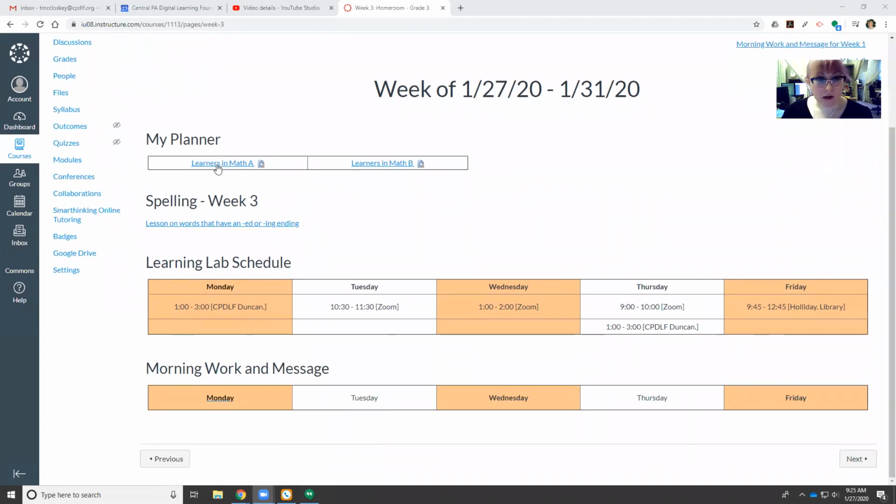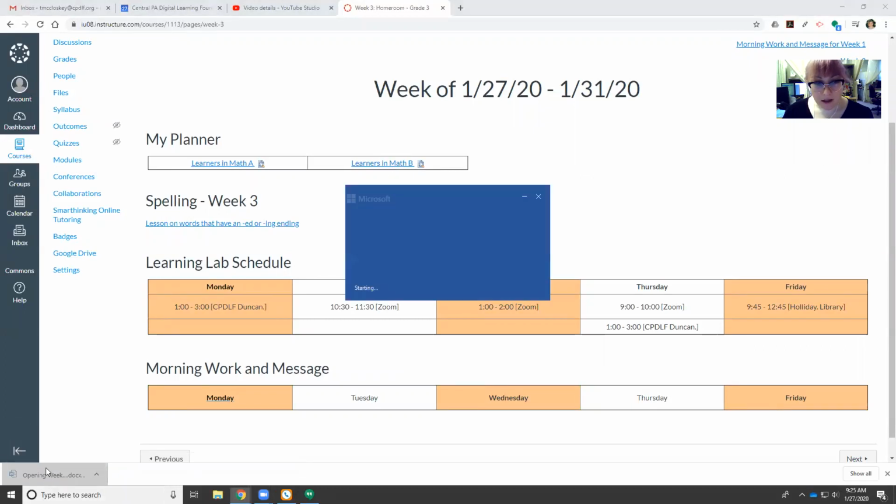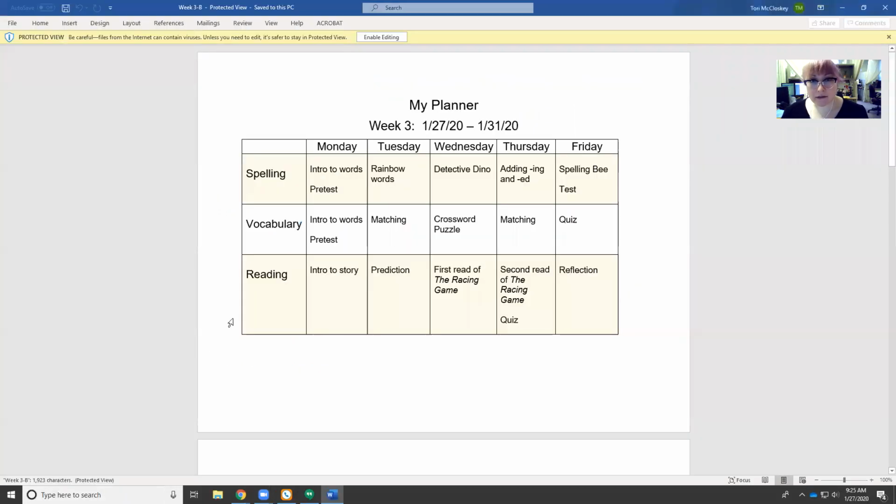So my planner, learners in Math A, click here. Learners in Math B, click here. Since I always start with A, I'll start with B today. And this is identical. The only difference is what you're doing for math. So your planner for week 3, 27th through the 31st.